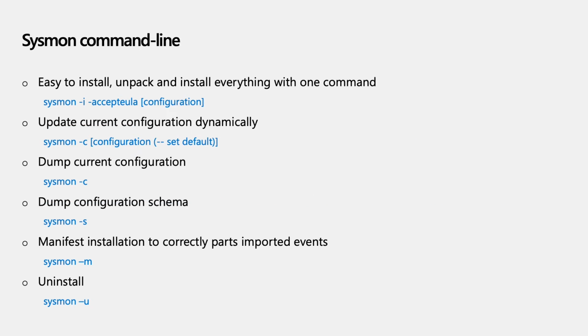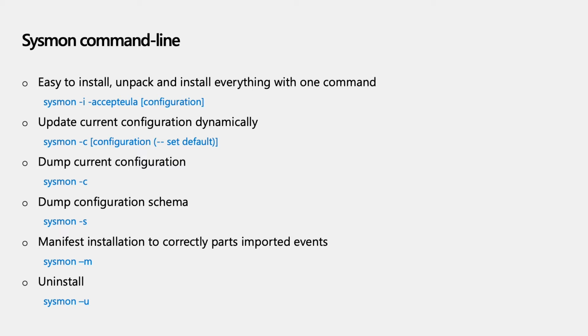Sysmon has a lot of different command lines that are very easy to use. You can install it with -i -accept EULA. You don't have to set up the configuration. By default, it will just save the processes that are being created. But the configuration will give you way more options, and I'll go into some examples and show you how you can use it. You can also update the current configuration, as I said. You don't have to restart the service or the driver. It will pick up the new configuration automatically.